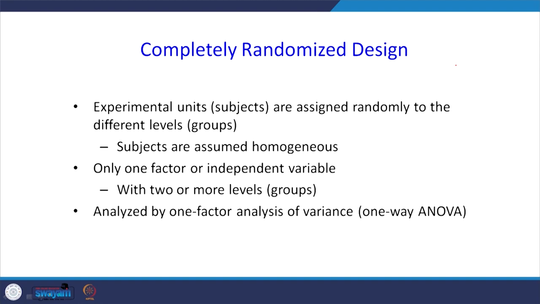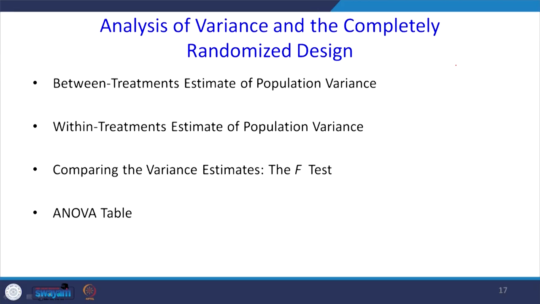There also we can have 2 or more levels. If you are analyzing one factor, the analysis of variance is called one way ANOVA. If there are 2 independent variables, that is a 2-way ANOVA.